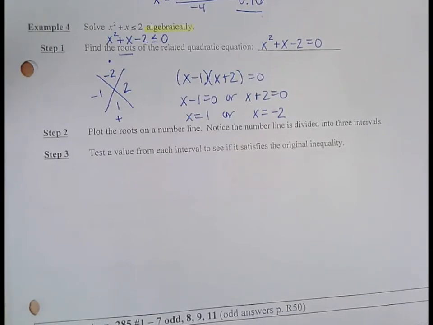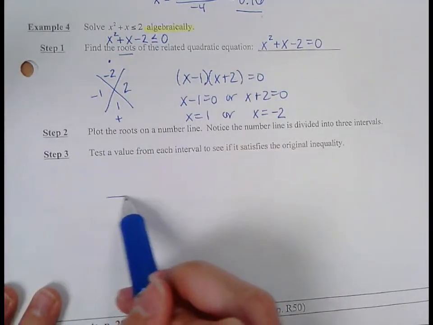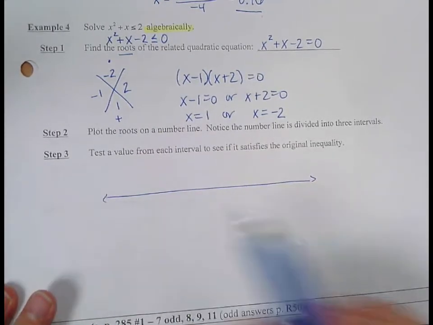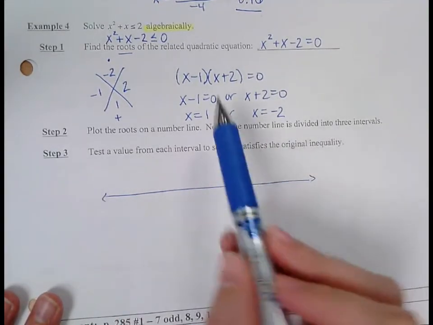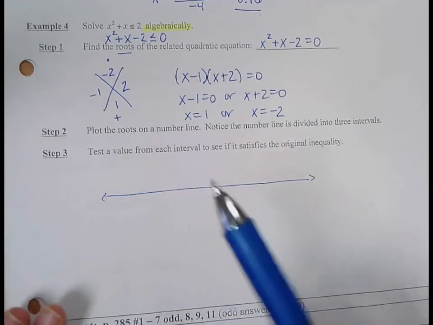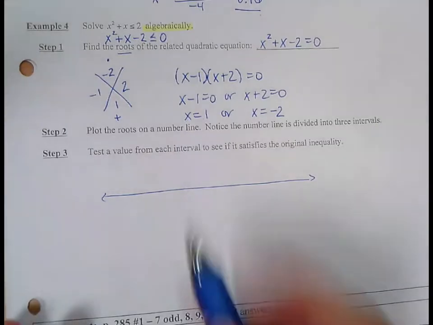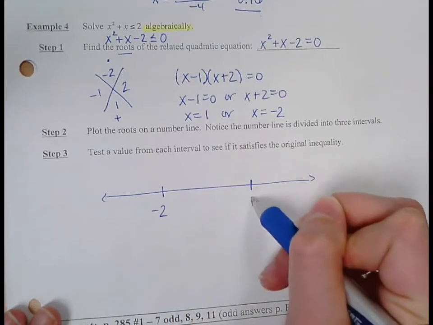Here's where we differ. Before, we determined whether it opens up or down on a graph, and we graphed it to find the solutions. Steps 2 and 3, we're going to do kind of as one. Step 2 is to draw a number line, and you might want to draw it so you have enough space. And you plot the two solutions that you just got on the number line. Just make sure the smaller one is on the left. So I have -2, and then I have +1.